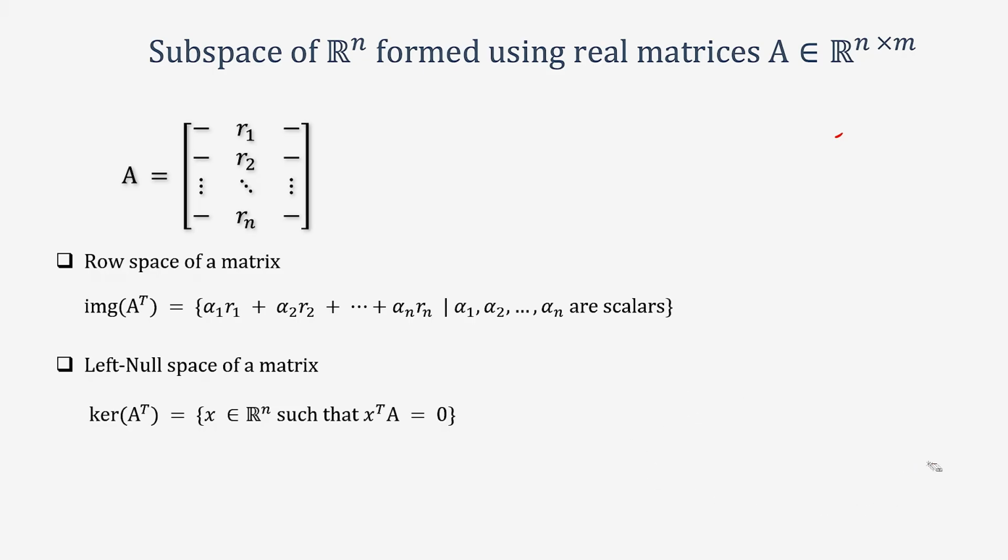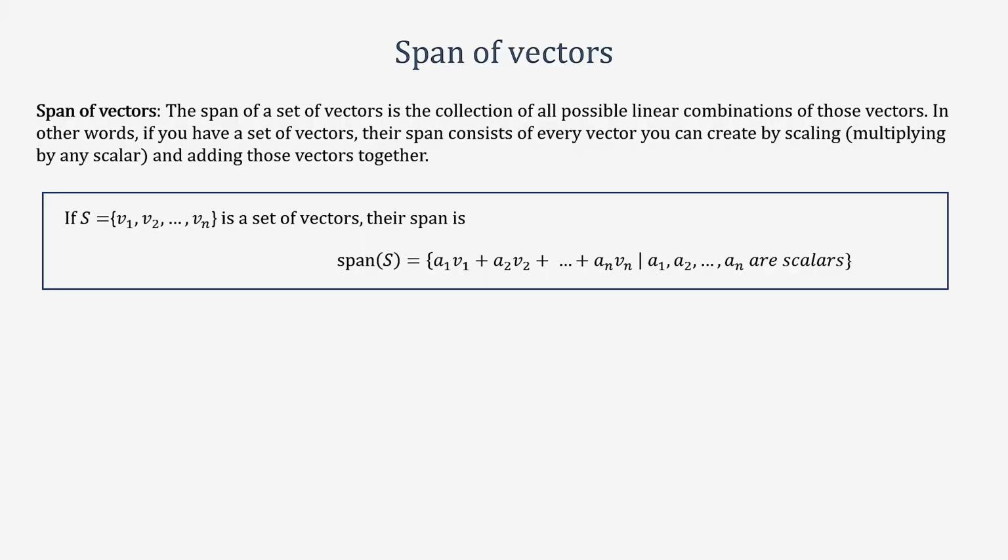One is the column space, created by the linear combination of the columns. Another is the kernel, which is created by the solution of A x equal to 0. Another is the row space, which is formed using the linear combination of the rows of the matrix. And the last one is the left null space, which is all those vectors which, when multiplied from the left of the matrix A, give you 0. In other words, the kernel of A transpose is what is known as the left null space of a matrix. Okay. So, this is the idea about subspaces.